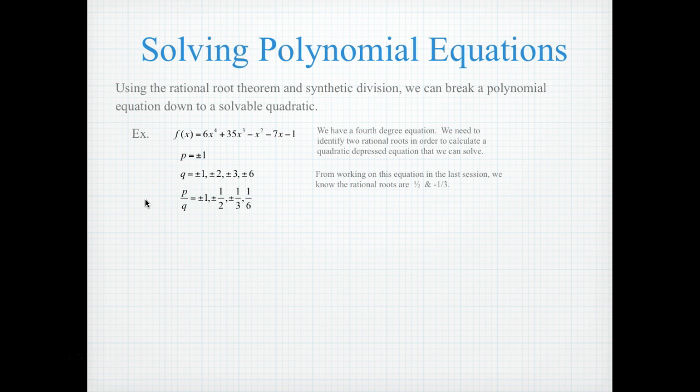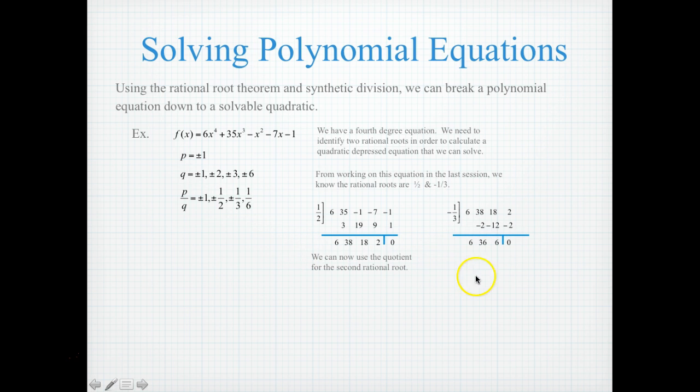So we start going along, and from working on this equation in the last session, we know that the rational roots are 1/2 and -1/3. So here you see we divide out 1/2, and our depressed equation is 6, 38, 18, and 2. Now these are the values we're going to use to write the next equation. We now use that quotient for the second rational root, and we end up with 6, 36, and 6. So 1/2 is a rational root, and -1/3 is a rational root. We now calculate the depressed equation and solve.